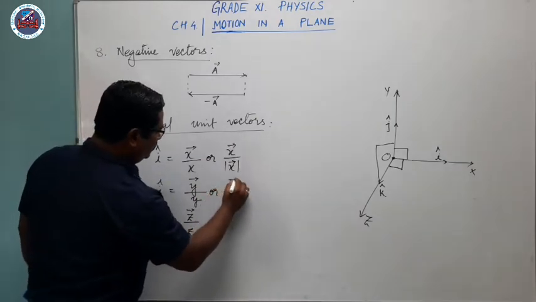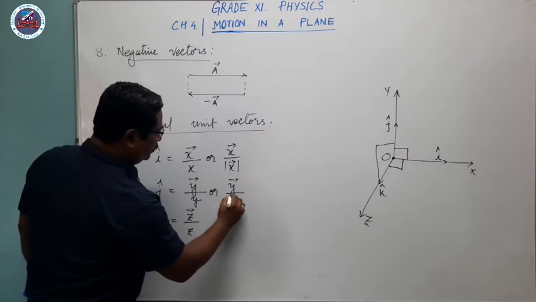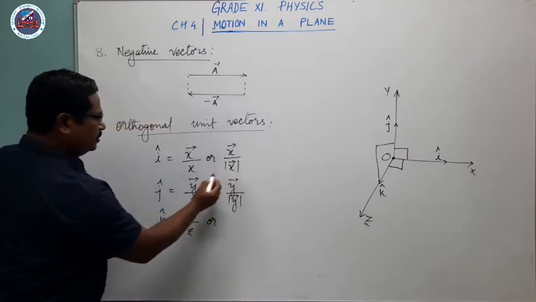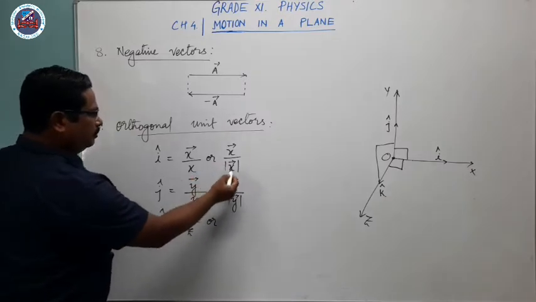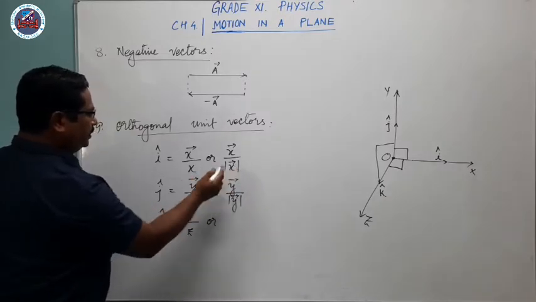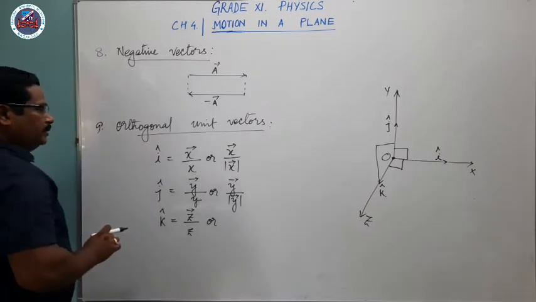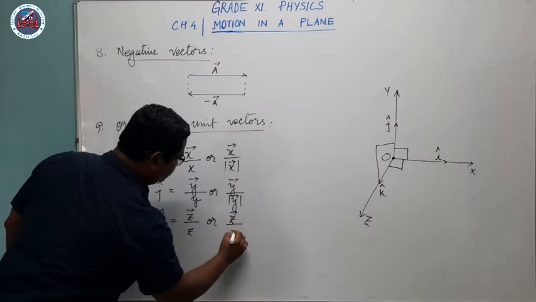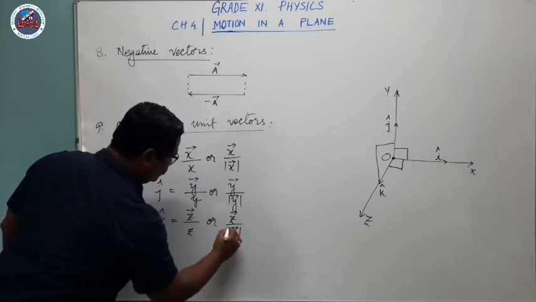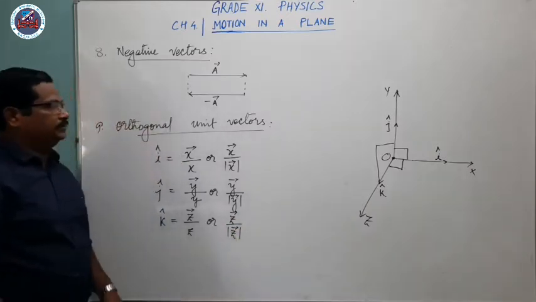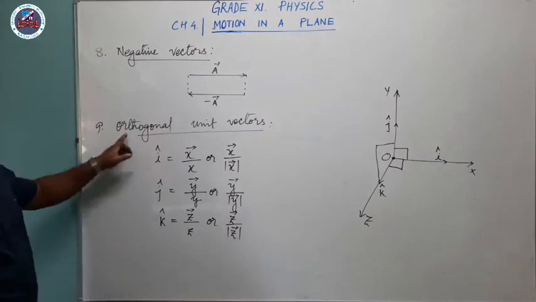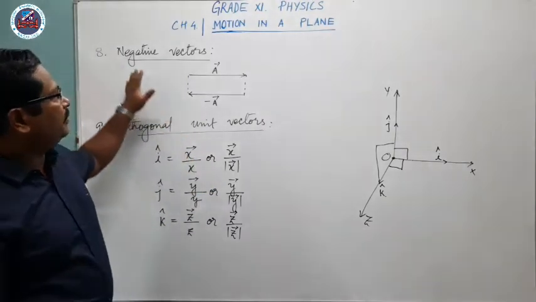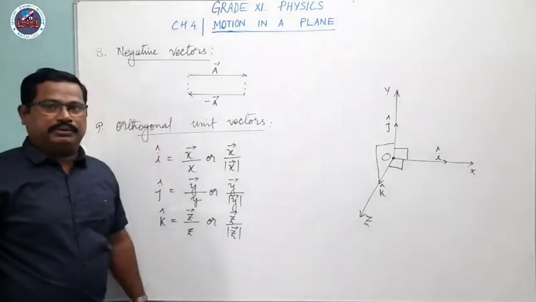This is y divided by modulus value you can use. This one you can write like this also. If you keep the parallel bar and put one arrowhead, that represents the magnitude of the vector x. This is z vector divided by modulus value of z vector. This way also you can represent. They are called orthogonal unit vectors. So these are some different types of vectors you come across.